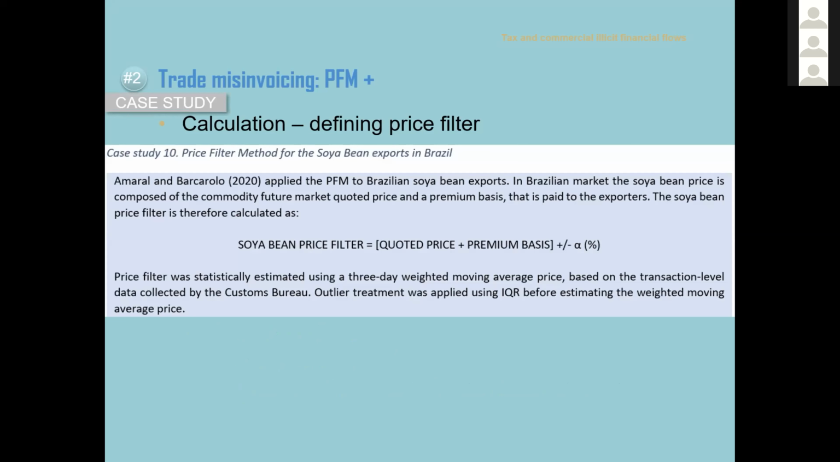I'm only going to skim very briefly through this because we will have a better explanation and presentation of this later on, as mentioned. The price filter method has been applied for soya bean exports in Brazil. What we can observe here is that they used a 3-day weighted moving average price, and this is how they constructed the soya bean price filter, with a price plus minus alpha, so as a range.